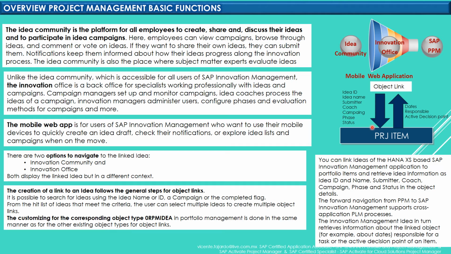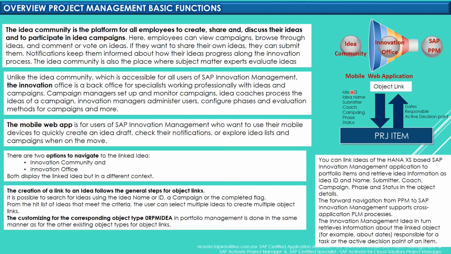The creation of a link to an idea follows the general steps for object links. It is possible to search for ideas using the idea name or ID, a campaign, or the completed flag. From the hit list of ideas that meet the criteria, the users can select multiple ideas to create multiple object links.